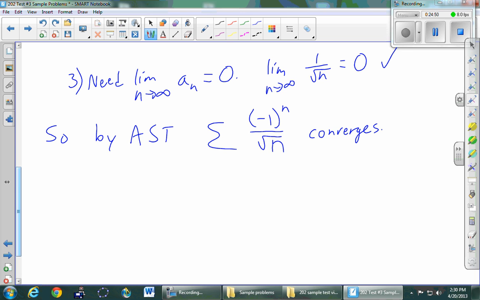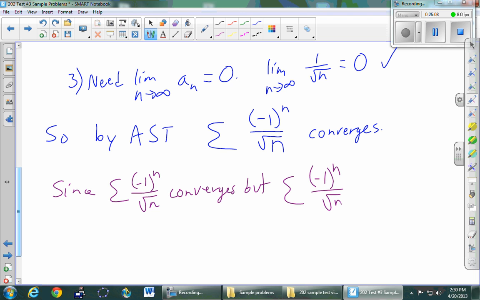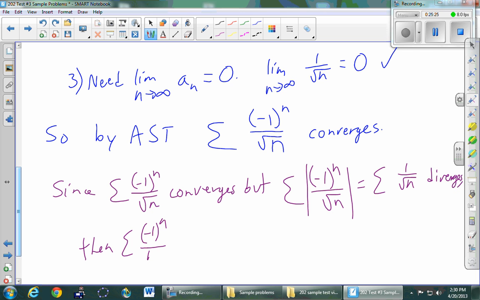And then our last piece here is we have to decide, does it converge conditionally or does it converge absolutely? So since the sum of this guy converges, but if we took a look at that same guy in absolute value, then it just becomes a 1 over square root of n, which we've already seen diverges. Then our conclusion is that the original series in all its glory with those negatives, how does it converge? Does it converge conditionally or absolutely? This is the very definition of converging conditionally.